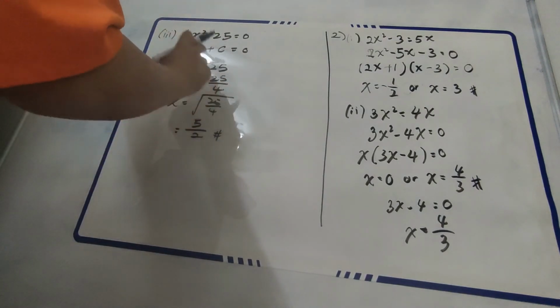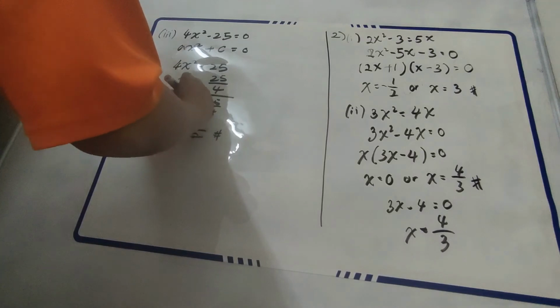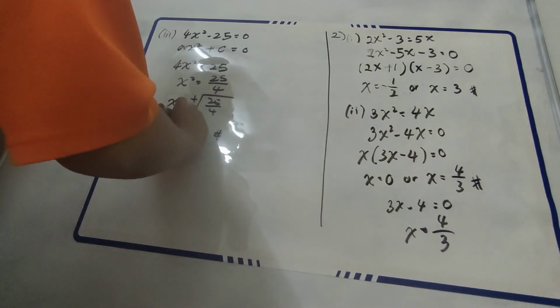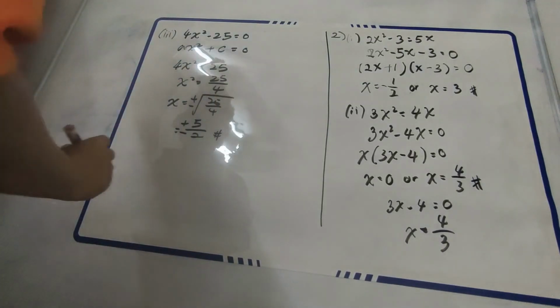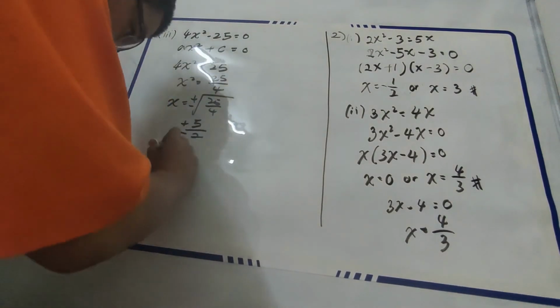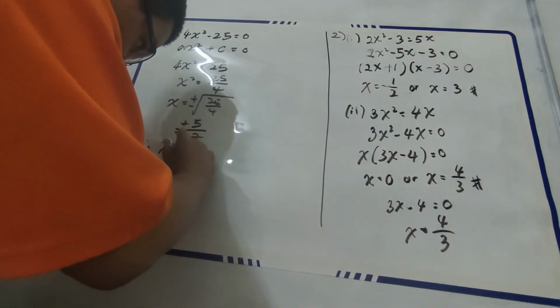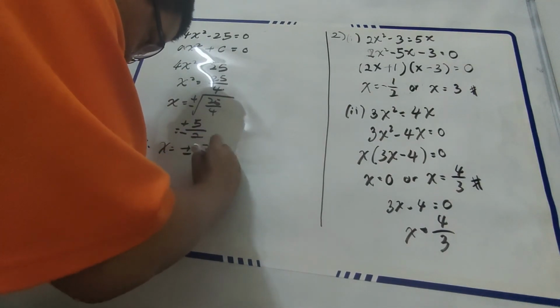Then don't forget, because it's a square root, you should put plus and minus here. So I rewrite the answer again. The answer should be x equals plus and minus 5 over 2.